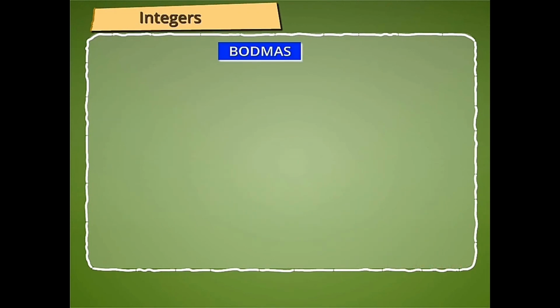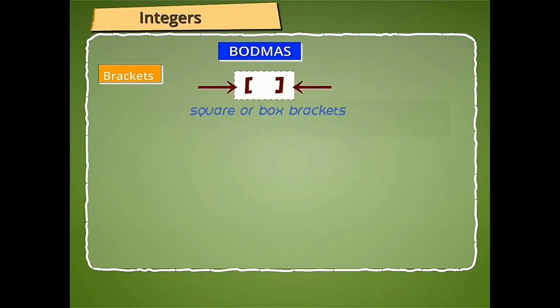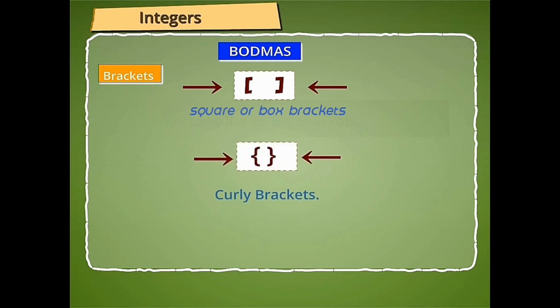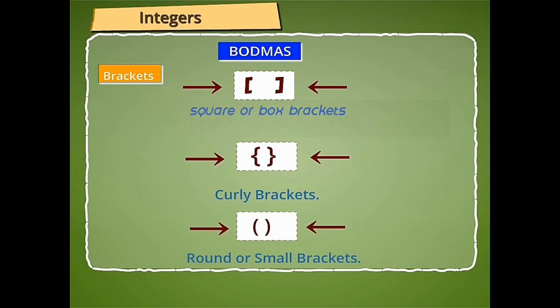Let us now learn about some of the brackets. The following are different kinds of brackets. This is known as square or box brackets. This is generally known as curly brackets. This bracket is known as round or small brackets.